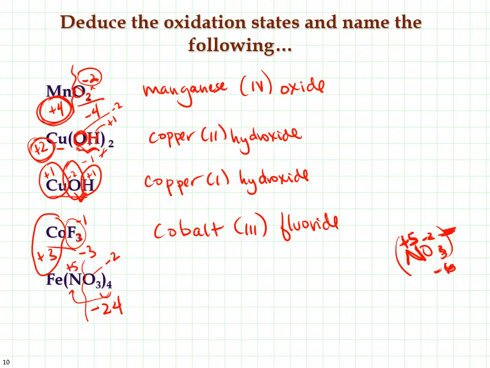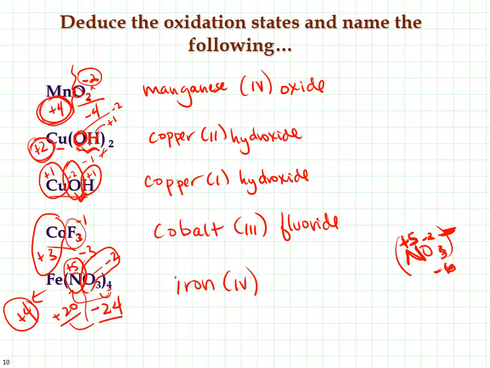I have 4 of them. 5 times 4 is a +20. So I have -24 and +20. This iron now needs to be a +4 in order to balance out the 20 and the -24. So the oxidation state of iron is +4. The oxidation state of nitrogen is +5. The oxidation state of oxygen is -2. We're going to call this guy iron 4 nitrate, because it's a polyatomic ion.